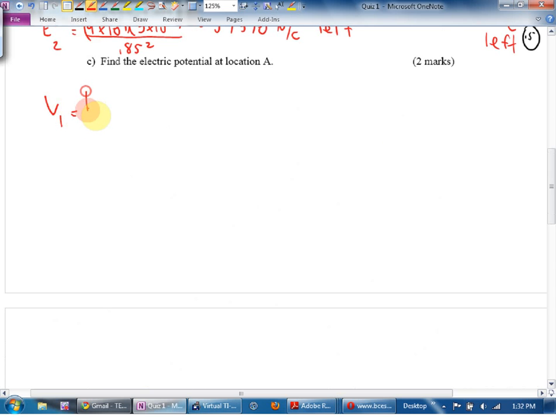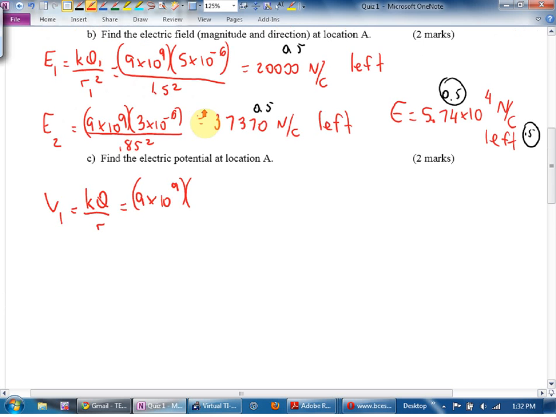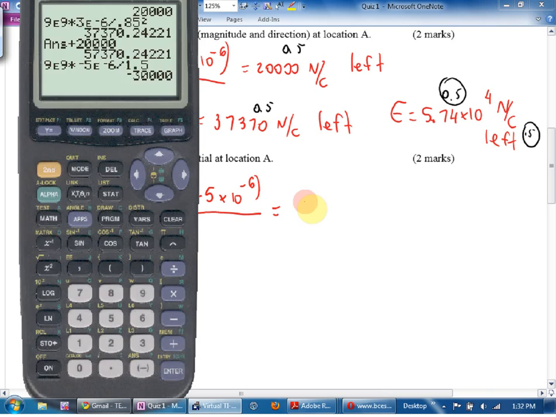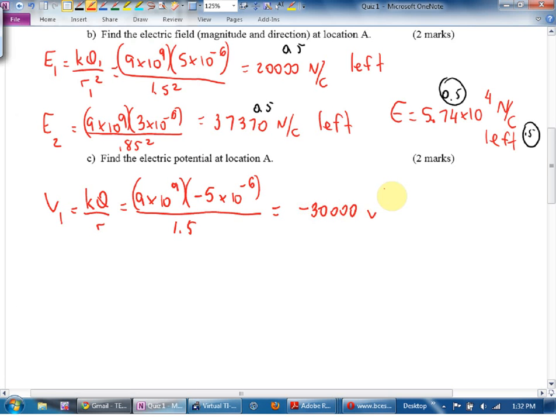Voltage from charge 1, which is KQ over R, is going to be 9 times 10 to the 9th. What was charge 1? Oh, voltage, scalar or vector? Scalar, put the sign in, negative 5 times 10 to the negative 6, all over 1.5. The voltage at location A from charge 1 is 30,000 volts. Direction? It's a scalar.